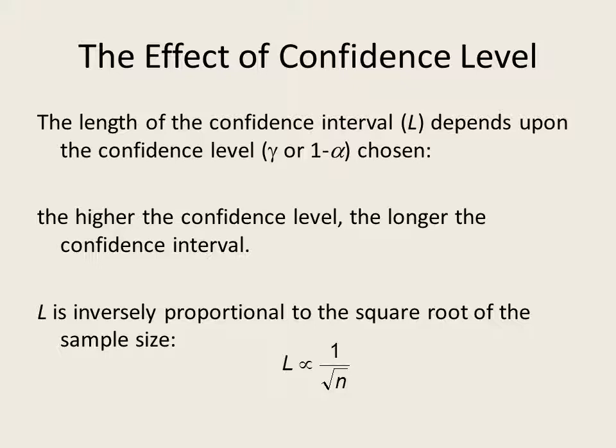Sometimes our choice on the level of confidence means that we're going to lengthen or make our confidence interval wider. If you want the 99% confidence interval, then you're going to have a very wide interval. If you want the 90% confidence interval, then it's going to be much narrower.